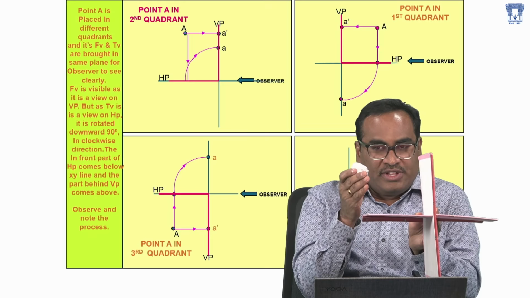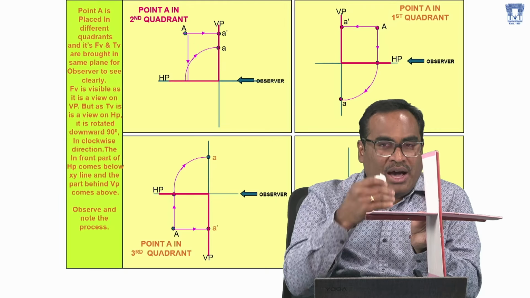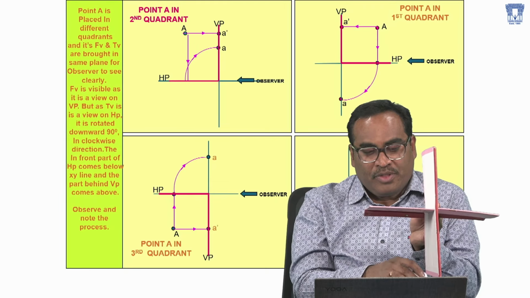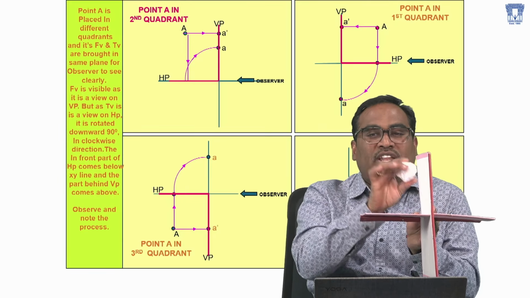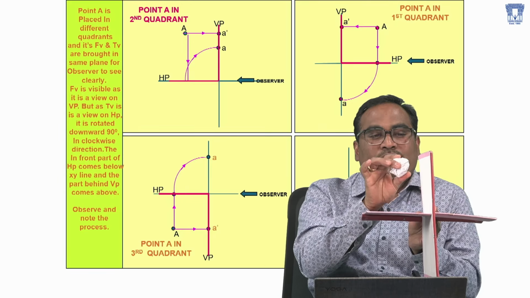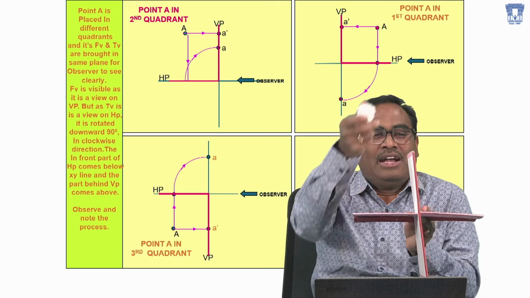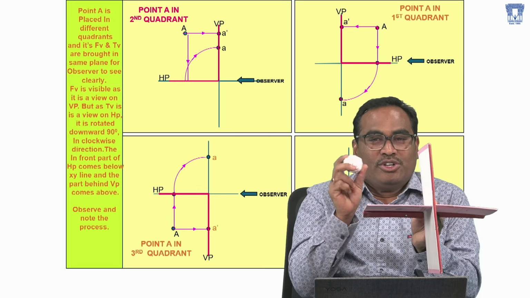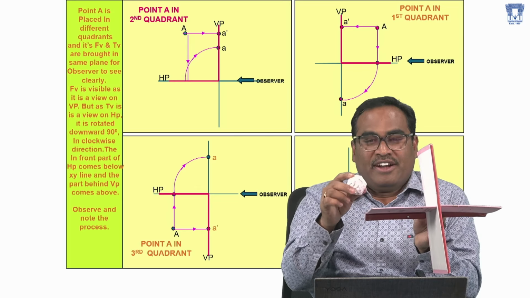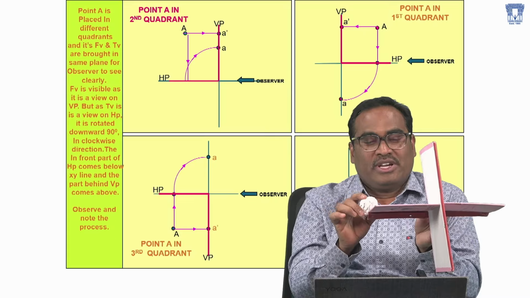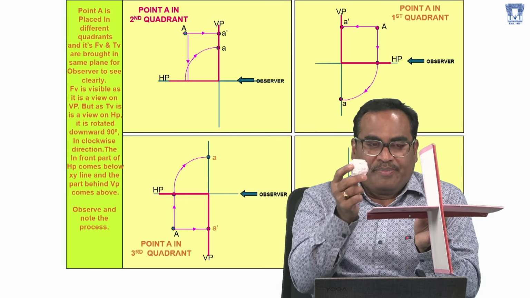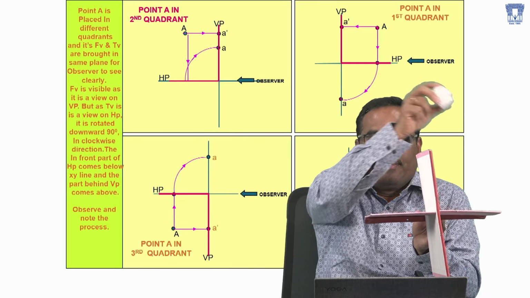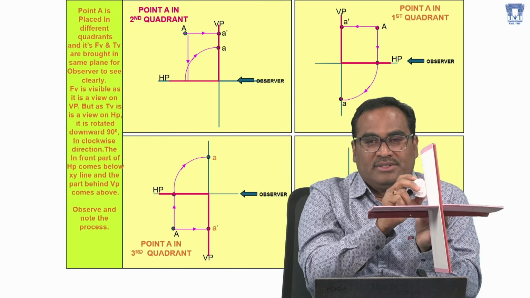Whenever you want to use with HP, either above or below, based on the quadrant which it belongs to. Whenever it comes to the VP, it should be either in front or behind. You have to define it like this. You cannot say in front of the HP. That is a wrong version. Above HP and below HP, in front of the VP and behind the VP. That is how we can define.